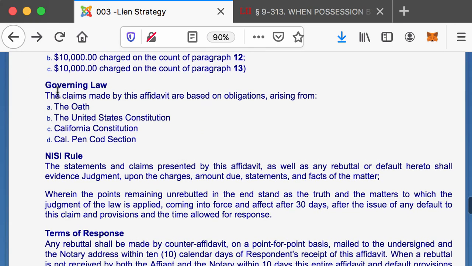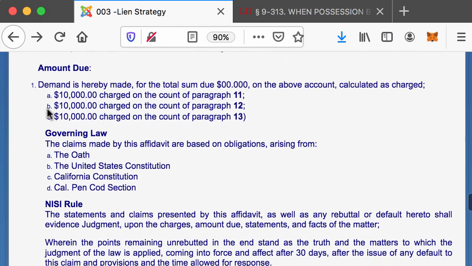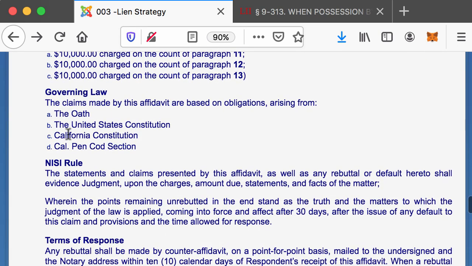And now here's the next section, governing law. That the claims made by this affidavit are based on obligations arising from A, the oath of office, B, the United States Constitution, C, California Constitution. And then I put the California Penal Code, but this will be any law. Make sure we're not talking about legal codes, but laws that you're relying upon that went into your notices and your inquiries, so you see how that all is laying out. So you're already establishing the governing law, the contracts, the oath, the United States Constitution.